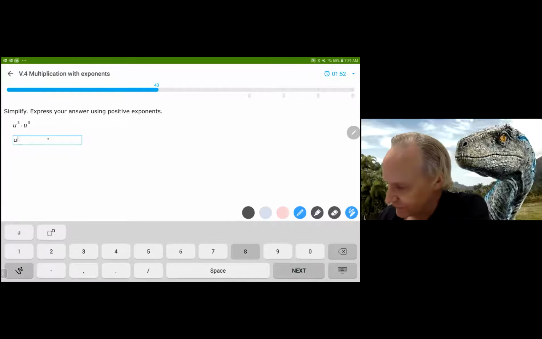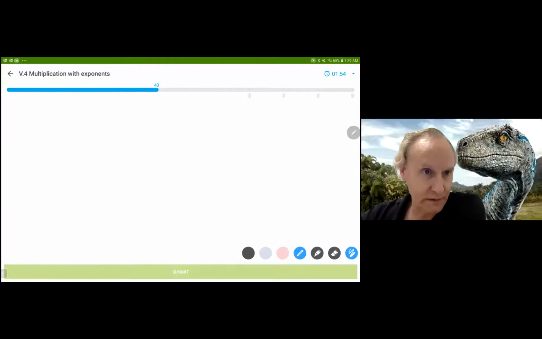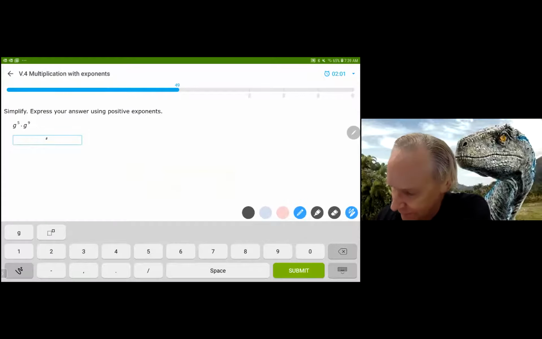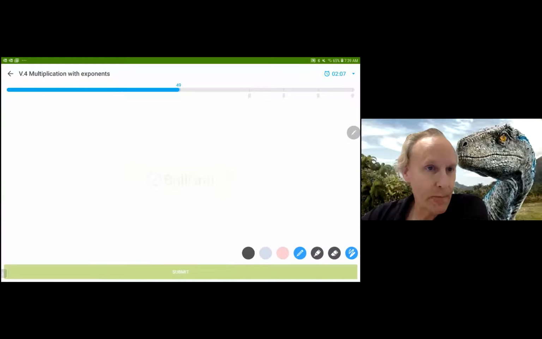Now, one thing to watch for is that, of course, you have to be dealing with the same base. So that is a difference. In this case, we have the same base. We have G raised to the 14th power. 5 of them and 9 more makes 14 altogether.